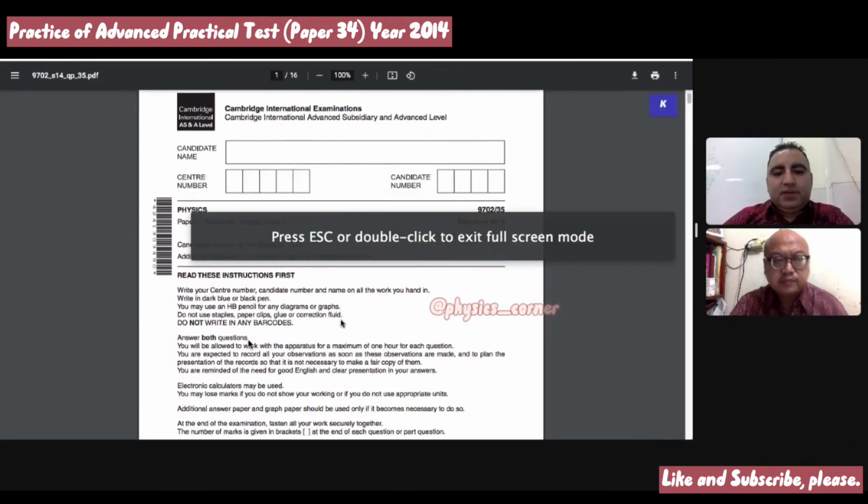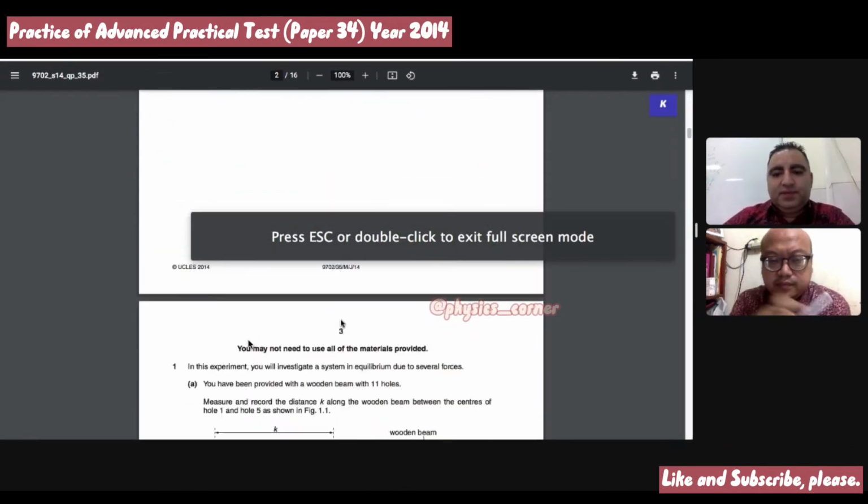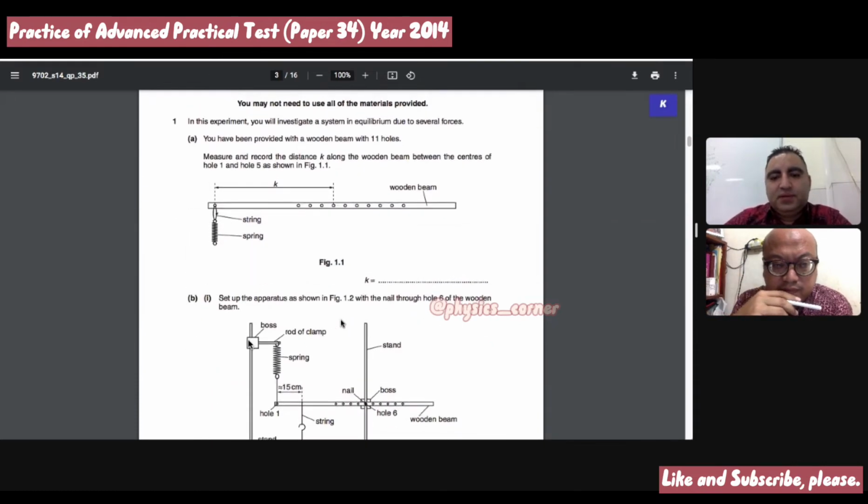Yeah, so this is one of the past papers for AS. Basically, they will give you K, just find the K. K is the length. They will measure it, and if they are using the ruler, suppose this length is 10 centimeter. Then the students must write here 10.0 centimeter.